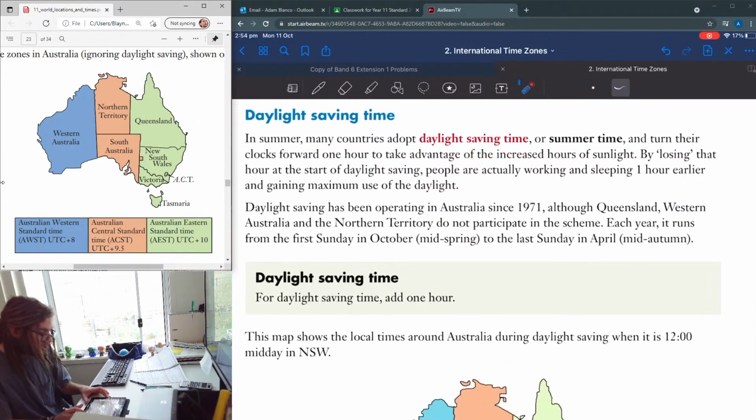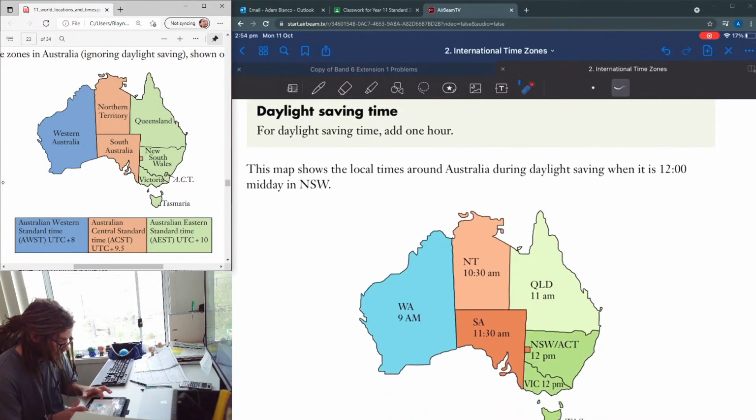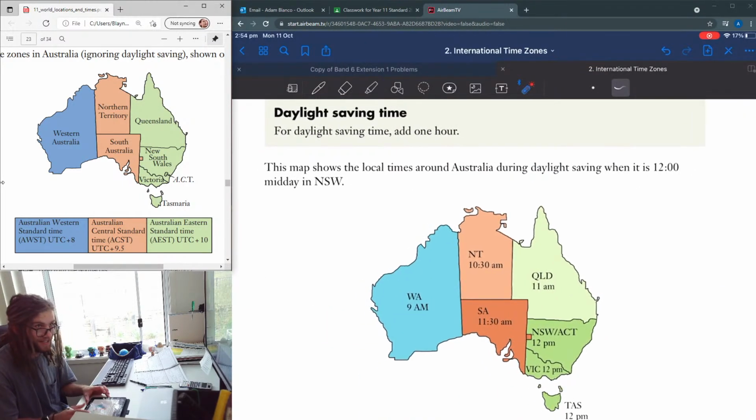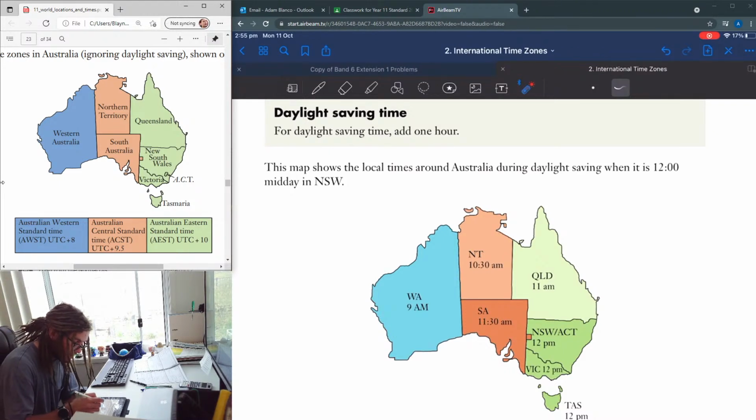All right, now we bring in daylight savings time. The confusing thing about daylight savings is not the fact that we add an hour, but the fact that some states choose not to do daylight savings. So anyway, you'll note that, let's just look at New South Wales, for example, pretending it's 12 p.m. here.